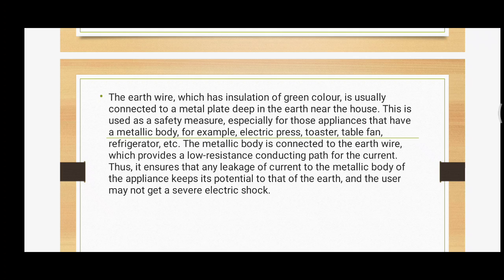In the case of the electric press, toaster, table fan, refrigerator, in all those appliances, you can see the plug has a 3-pin structure. The upper pin of that plug is actually for the earthing.